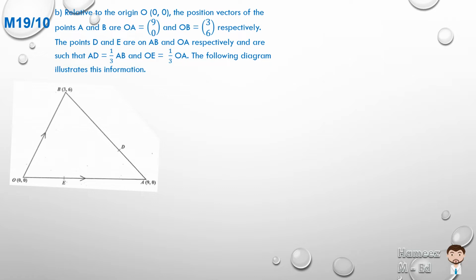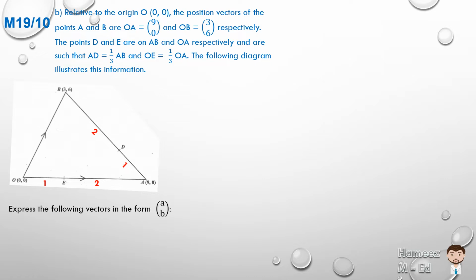The points D and E are on AB and OA respectively, such that AD is equal to 1/3 AB. So if we look on the line AB, we will see D is represented there. And since it's 1/3 of the way, let's break the entire way up into 3 parts. So the first part from A to D is 1, and the other would be 2 parts. So 1 and 2 is 3 parts out of the whole 3. And OE, similarly, we'll put in the 1 and 2 out of the total of 3 parts. So the following diagram illustrates this information, just as we read.